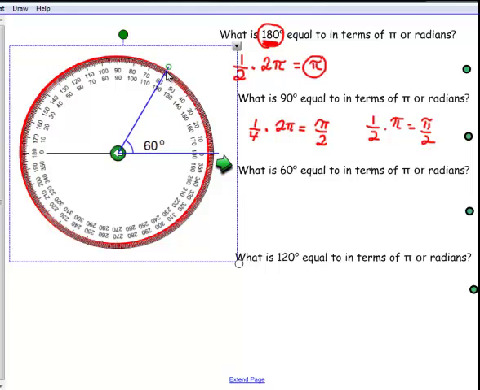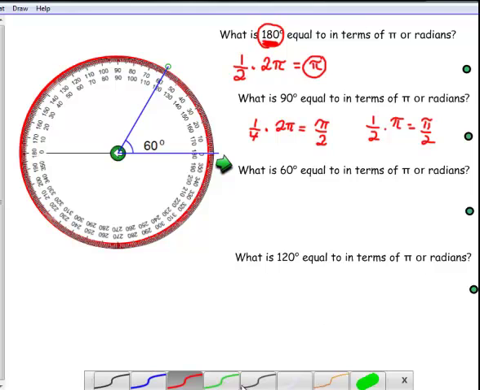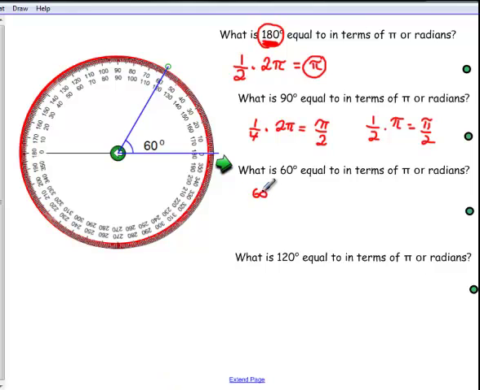For example, 60 degrees. How does 60 degrees relate? Well, 60 degrees, compare it to 180. It's a third of 180. So I must have gone a third of pi. So that's what it is. 60 degrees is pi over 3. That's how we're going to write it in radian measure. We went a third of 180.